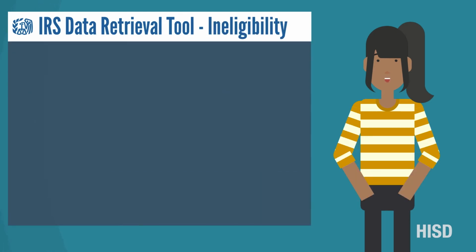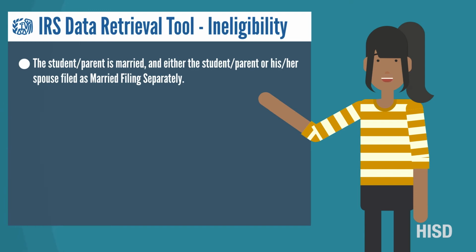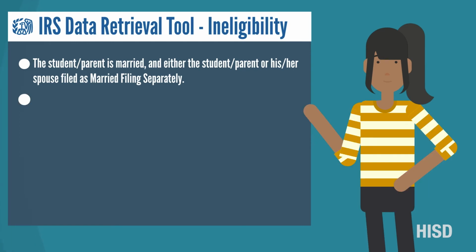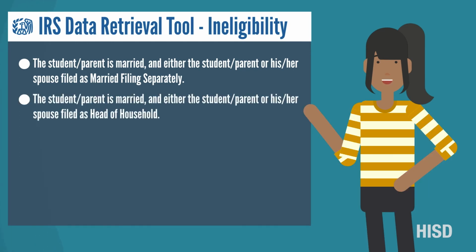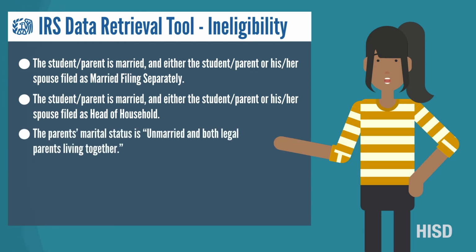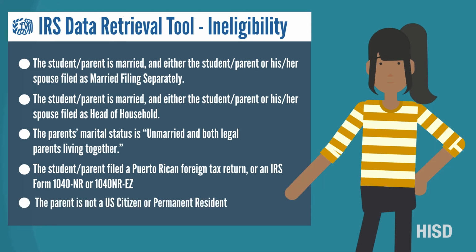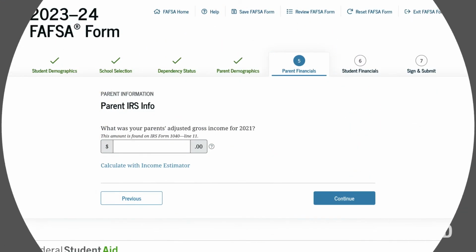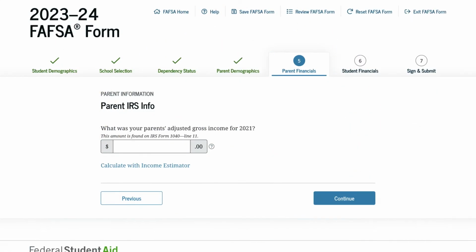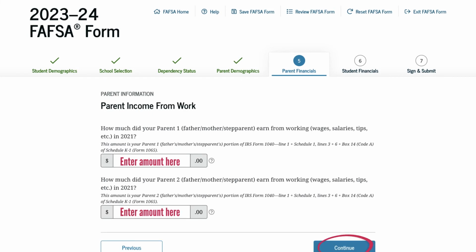These situations include: the student or parent is married, and either the student or parent or his or her spouse filed as married filing separately; the student or parent is married, and either the student or parent or his or her spouse filed as head of household; the parent's marital status is unmarried and both legal parents are living together; the student or parent filed a Puerto Rican or foreign tax return or an IRS Form 1040-NR or 1040-NREZ, or the parent is not a U.S. citizen or permanent resident. If you are ineligible to use the IRS data retrieval, you'll be asked to input the information manually.